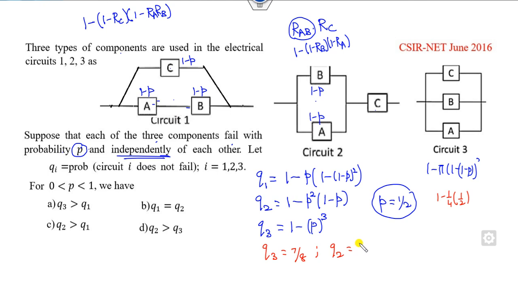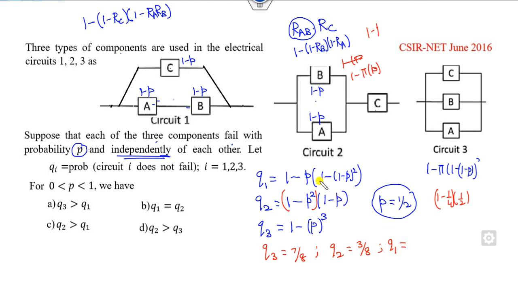Sorry, something is wrong. Why? Can you check this calculation? This is my parallel. So I can say this is 1 minus of this. It's 1 minus the product of 1 minus here. So it's a P square. Fine. So it is my this one. So 3 by 4, 1 by 4 is a 3 by 8.